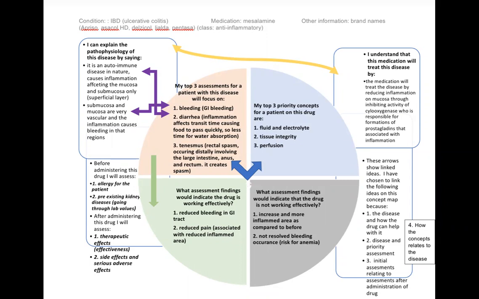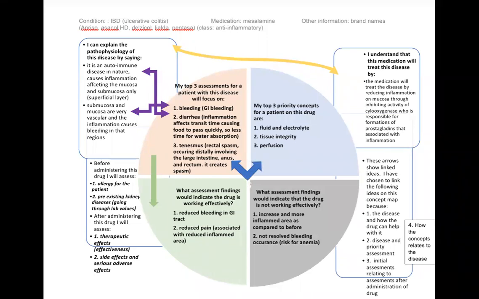My top three priority concepts for the patient on this drug would be, the first one, fluid and electrolytes. A patient on this drug could possibly experience nausea, vomiting, and diarrhea as side effects of the drug, so losing fluid and electrolytes through it. The disease also causes diarrhea. So with this drug, we want balanced fluid and electrolytes.